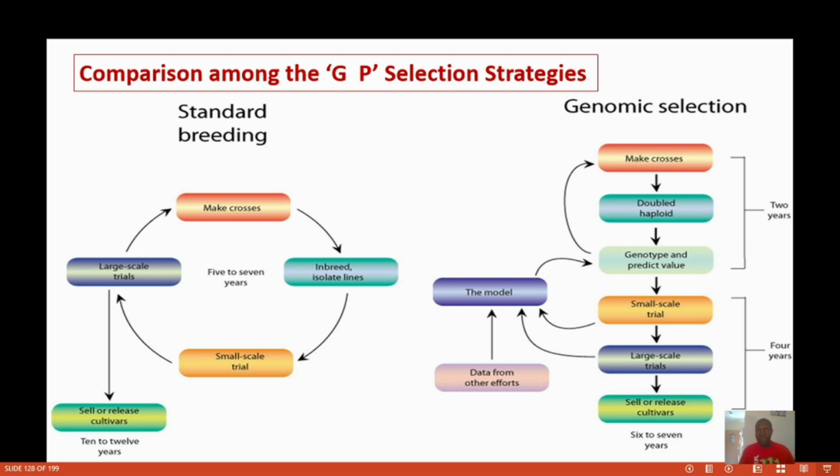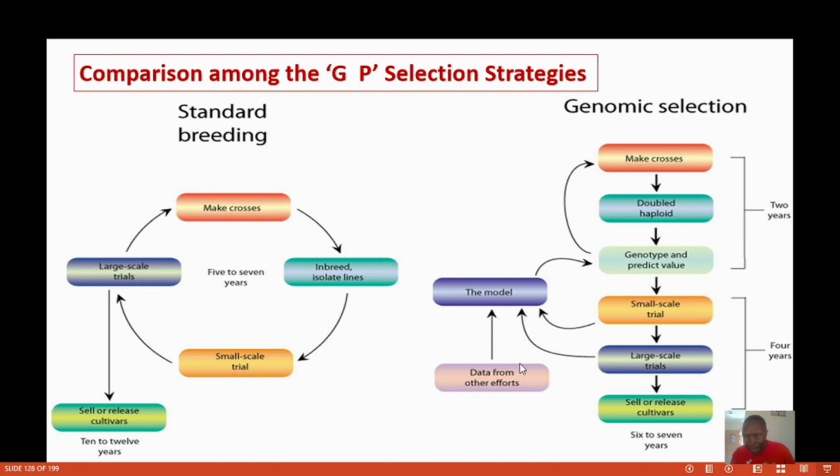Takes a long time. But in the genomic selection one, you make the crosses and you can double the haploids. And when you double the haploids, it takes about 2 years. And then you can move to small-scale trials. In these small-scale trials, you feed the data you are observing into the model here. And then, of course, you can predict the breeding value, the genotype and the value you can predict of the genetic gain. And you can go on and move to large scale. And then you also feed the data in the successive stage to the model. And you can also then predict the value.